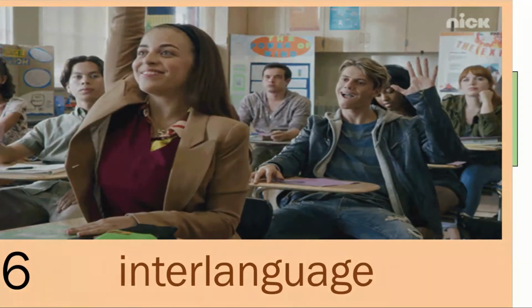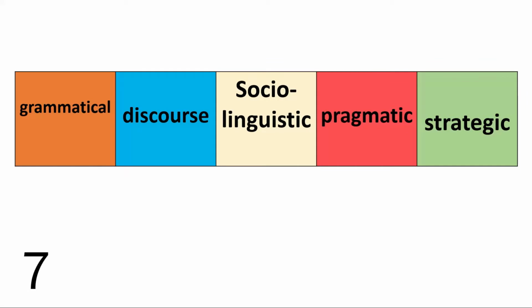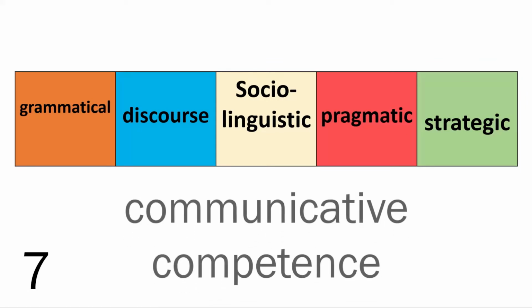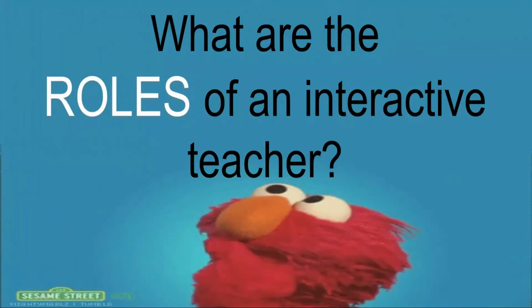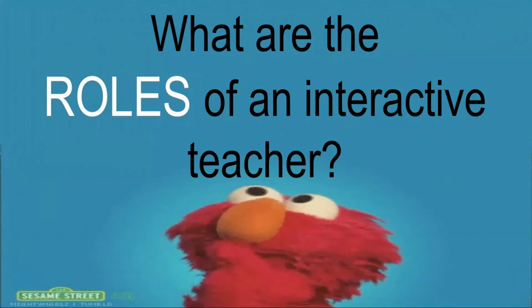All right? So the last principle we have is communicative competence. The elements of communicative competence, which are the grammatical, discourse, sociolinguistic, pragmatic, and strategic competence, are involved in human interaction. To arrive at successful communication, all of these elements should be taken into consideration. At this point in time, let's identify as well the roles of an interactive teacher.